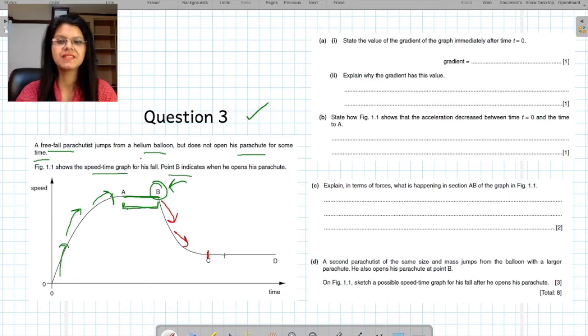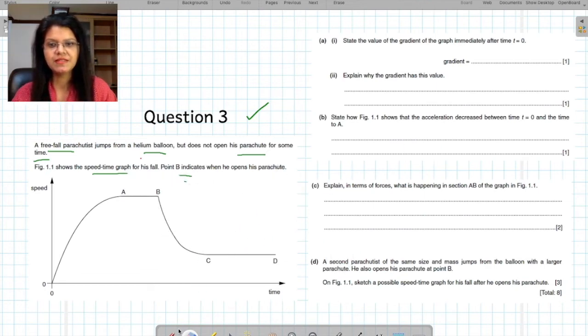Ultimately, the speed reduces so much that the air resistance also decreases, right? When the speed goes down, the air resistance decreases, right? Ultimately, the new air resistance becomes equal to the downward weight, and the new terminal velocity is reached. This is the terminal velocity. CD is the terminal velocity with the parachute. AB is the terminal velocity without the parachute. This is very important to understand.